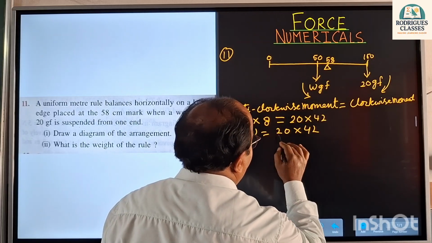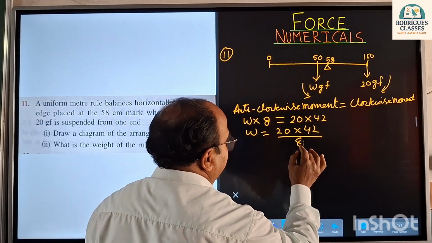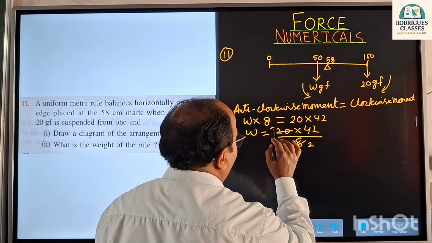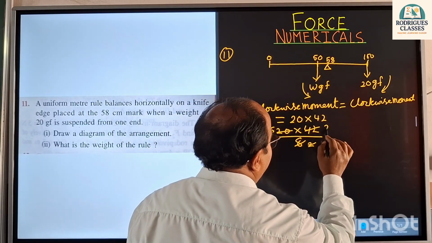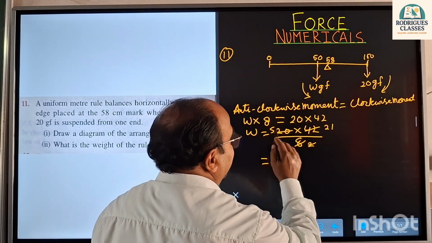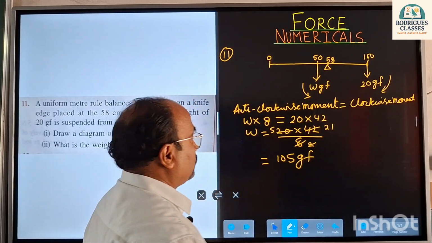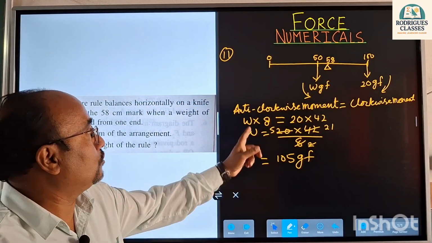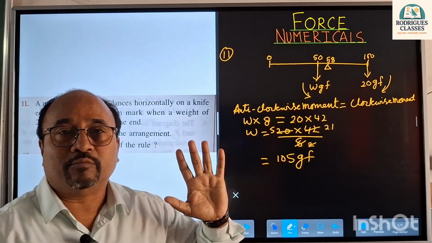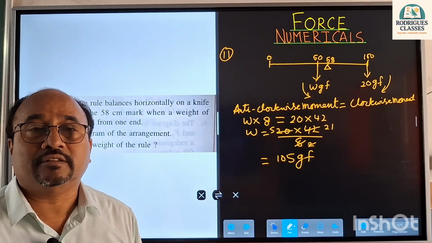Now we can calculate W. 20 into 42 by 8. So I cancel 4 2s and 4 5s. 2 will cancel this 21. So I will get 5 into 21 as 105 GF. So 105 GF is the weight of the rule which we had taken here as W GF. So we get this result.